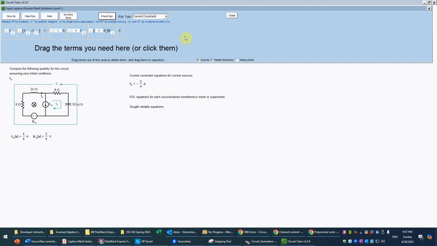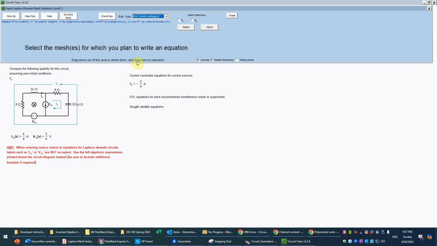So we've done our current constraint equation. So next we proceed to write the Kirchhoff's voltage law equations. Remember, mesh analysis is based on a systematic application of Kirchhoff's voltage law. So we'll select that. And now we're asked which mesh we want to write that for.